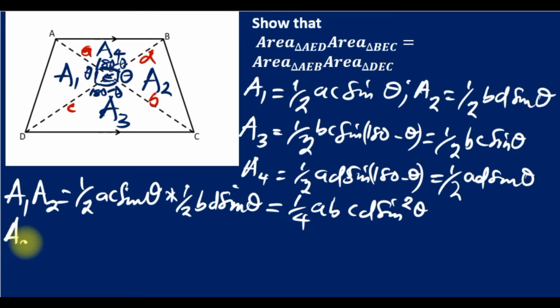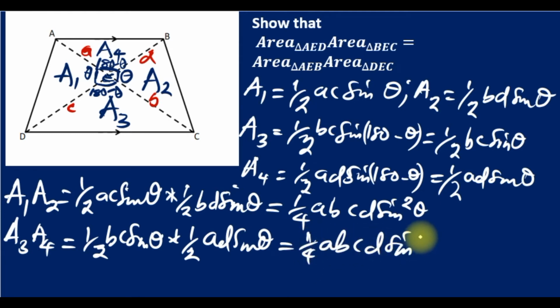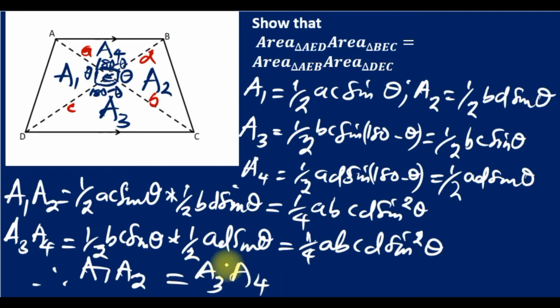So again, let's do A3 times A4. We have half BC sine theta times half AD sine theta. Again, we have 1 over 4 ABCD sine squared theta. So as you can see, the two have the same results. So from here you can see that A1 times A2 is equal to A3 times A4. As far as this is a trapezium, multiply the two opposite areas. They are always equal to the product of the other two areas. So we've proved that.